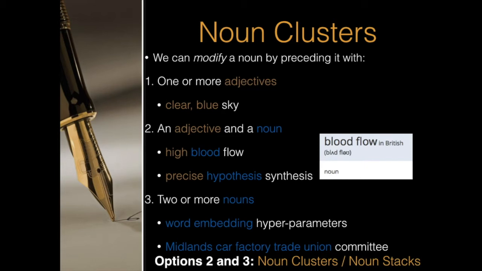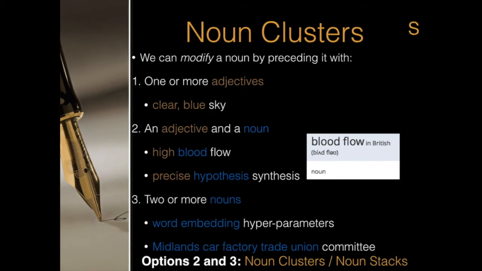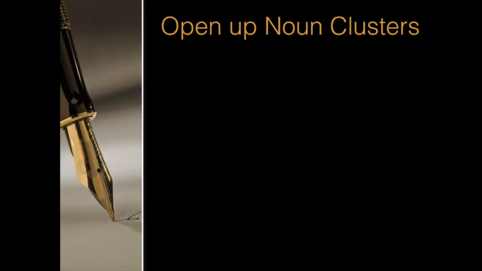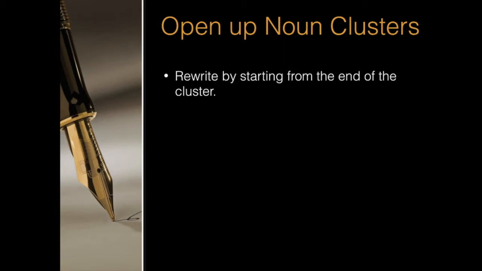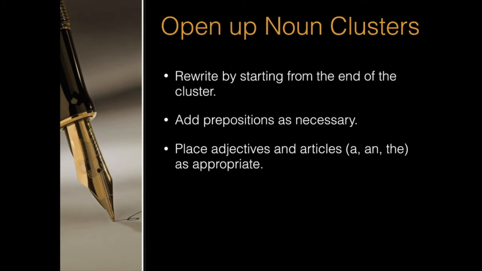So how do we make noun clusters more readable? The answer is, open them up. So there are a few tricks that we can use to open up or untangle noun clusters so they read better. These are: rewrite the noun cluster by starting from the end, that is, write the last noun first, then add prepositions as necessary and start placing other nouns along the way. If the original cluster had an adjective, now place it next to the noun that you intend to modify. Also add articles, that is, a, an, or the, in your revised writing as appropriate.